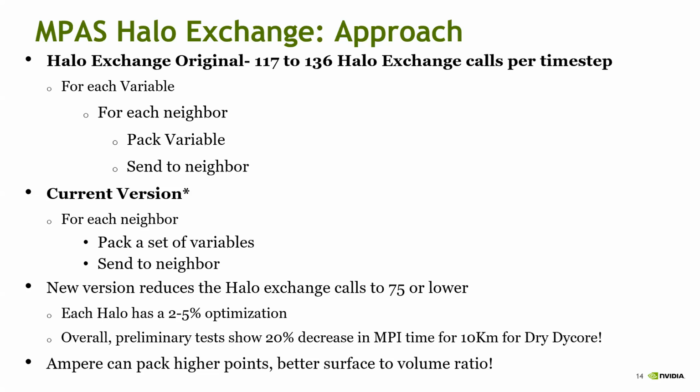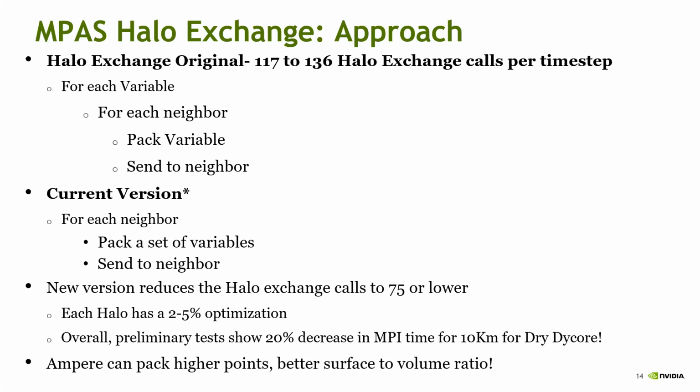So the new version brings down the total number of calls from anywhere between 117 to 136 to a maximum of 75. So this allows us to get almost 50% reduction in the number of calls itself. Apart from that, the new Halo Exchange also provides a better looping structure and hence better exposed parallelism, providing anywhere between 2 to 5% optimization depending on the number of neighbors it's supposed to transfer the variable to.